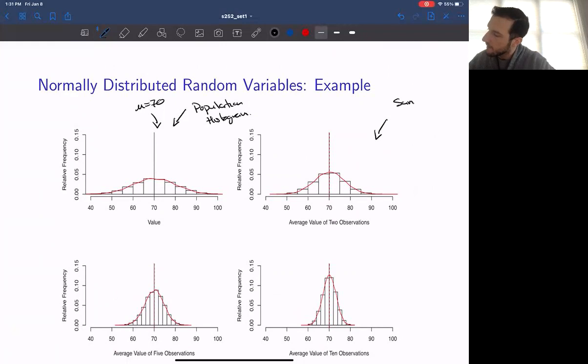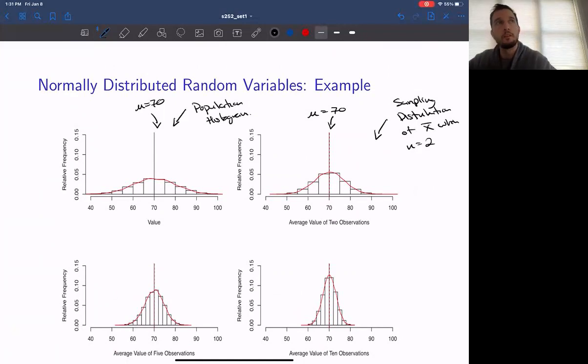So here we have the sampling distribution of x bar when little n is equal to 2. Now again, what you can see here is that we are centered at the same point, because the properties of the sampling distribution tell us that the mean of the sampling distribution is equal to the population mean. Okay, so we're still centered at 70.